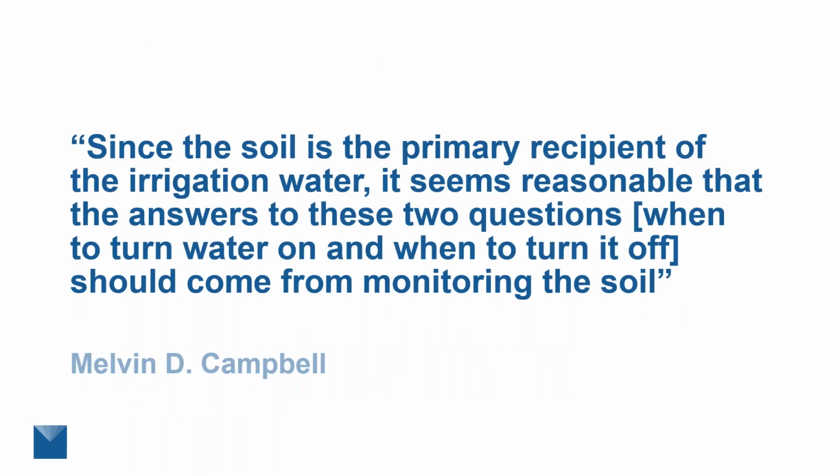Now, as we do that, it's useful to remember a statement from the architect of the soil moisture-based system that we'll describe here, Dr. Mel Campbell. He said that since the soil is the primary recipient of the irrigation water, it seems reasonable that the answers to these two questions, when to turn the water on and when to turn it off, should come from monitoring the soil. Mel worked out these methods more than 40 years ago.